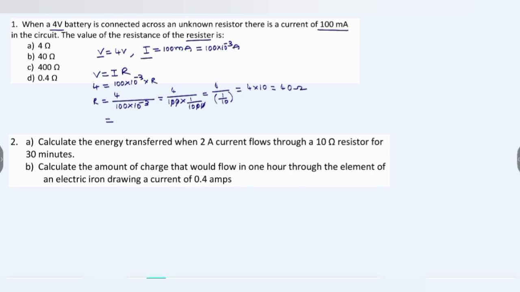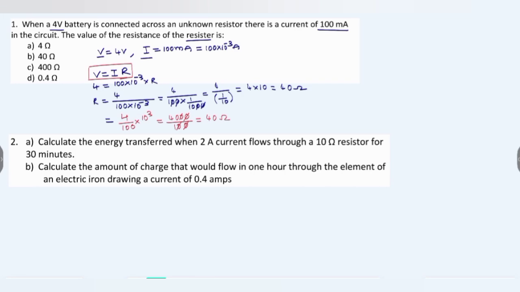If you want to do it in a simpler way, I will tell you another way. We can write it as 4 by 100 into 10 to the power of 3. The minus 3, when you transpose up, will become 10 to the power of 3, that is 1000. So it is 4000 by 100, the zeros cancel, and that is again 40 ohms. Whatever method you feel is easy, you can follow. But remember, the formula to be used is V is equal to IR.